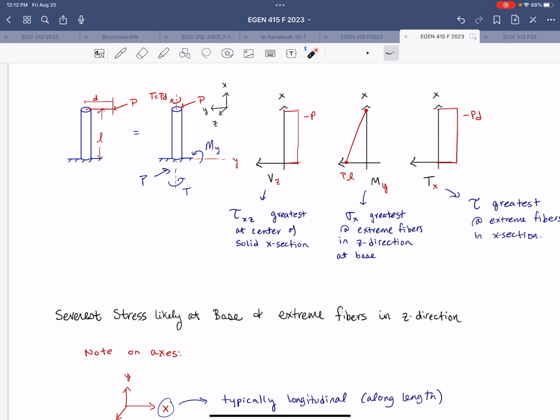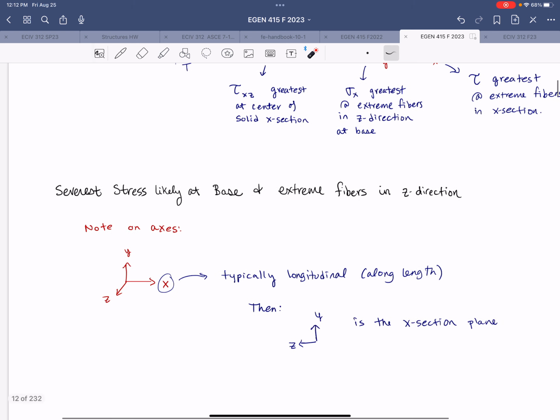Again, if we had actual numbers, we would know for sure. But it's unlikely that the center would have a greater overall stress state just due to shear, because you would have zero My at the center, and zero torque, or zero shear stress due to torque, at the center, right? So with these two going to zero where this is the greatest, it leads us to conclude that the greatest stress will be where these two coincide. Yeah, good question.